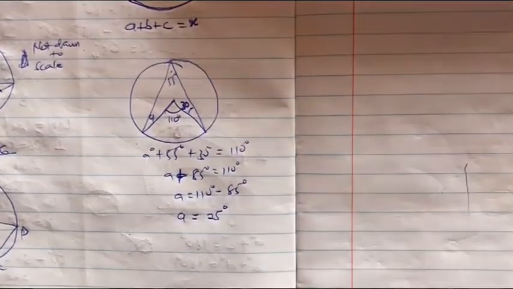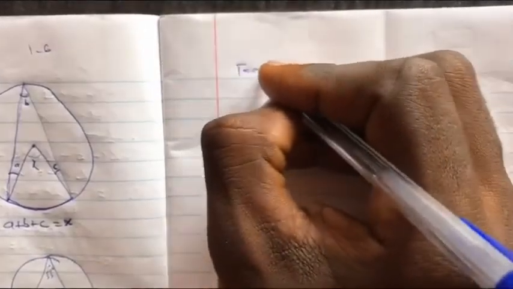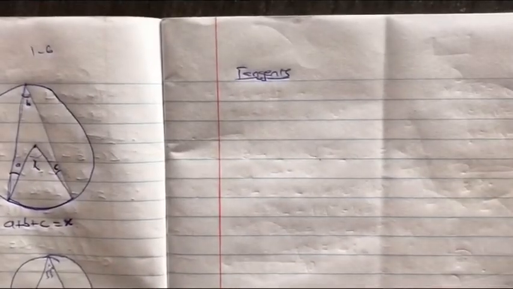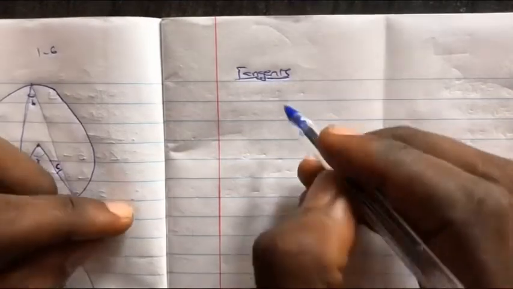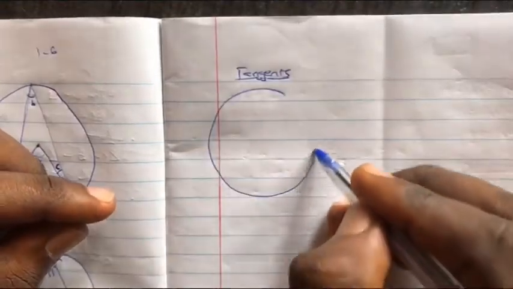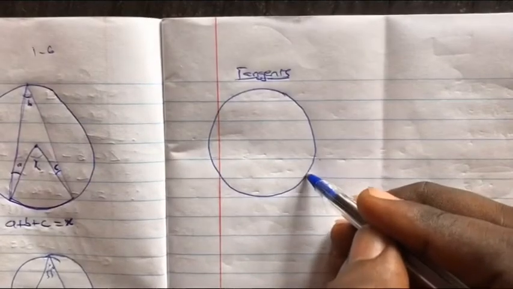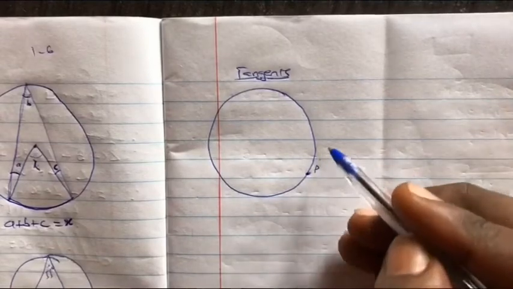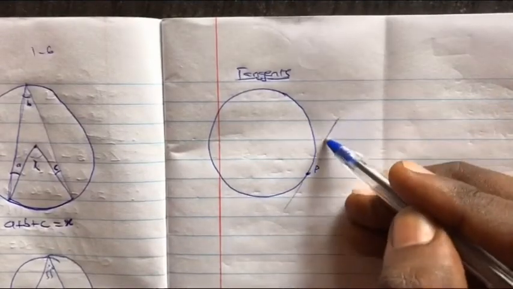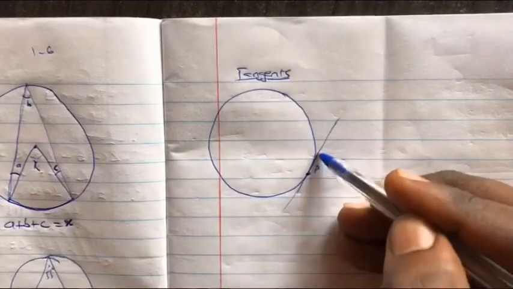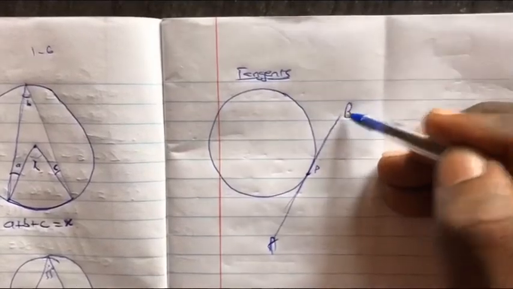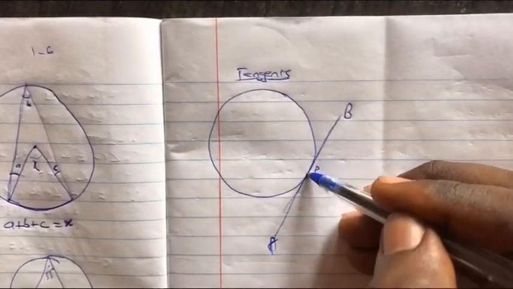Okay. So before we go to theorem 7, we need to understand the properties of a tangent. So what's a tangent? A tangent is just a line that touches a circle at only one point. So if and only if a line is able to touch the circle at just one point on the circumference, we say that line is a tangent. So let's say you have a point P, no, let me say line AB. Line AB is a tangent of this circle. Okay, and this point is called a contact point.